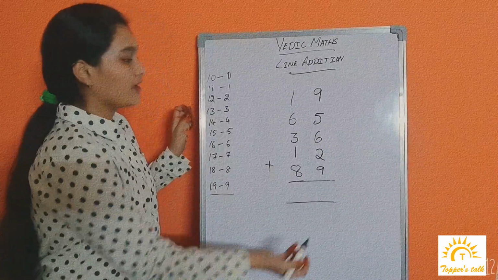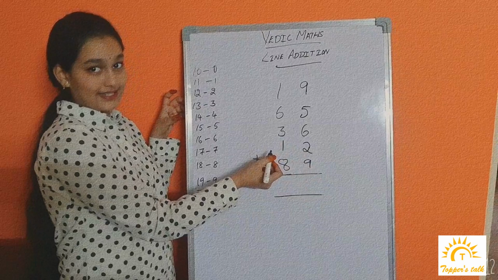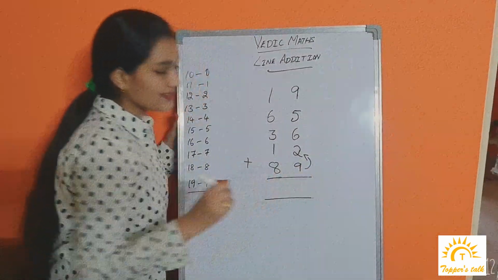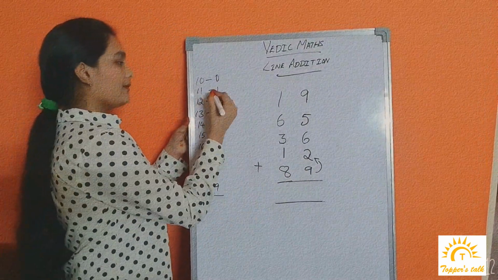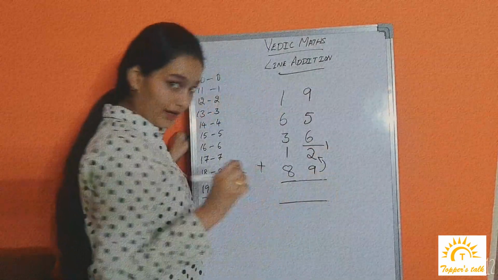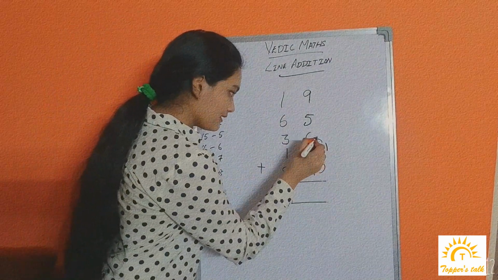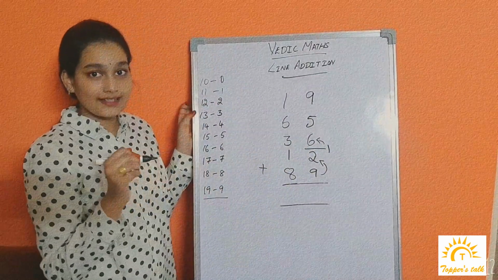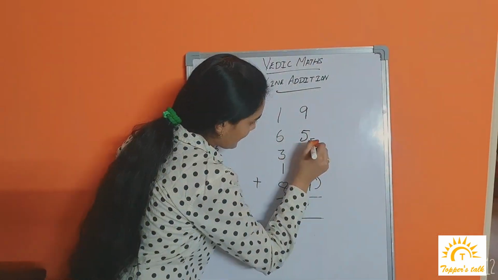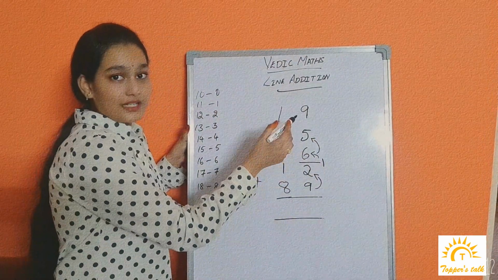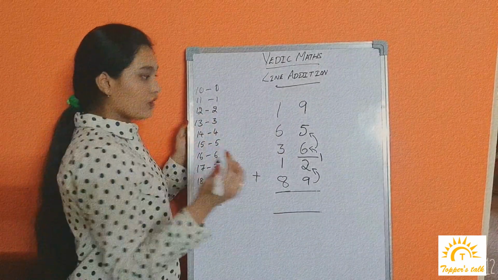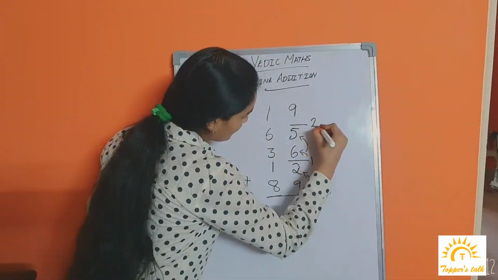As I said, first we have to solve the ones place and then the tens. Let's start from the bottom. 9 plus 2 is 11 and 11 minus 10 is 1. So we have to draw a line and write 1. Now we have to add this 1 to this 6. 1 plus 6 is 7, which is less than 10. So we have to add this 5 as well. 1 plus 6 plus 5 is 12 and 12 minus 10 is 2. So we have to draw a line and write 2.